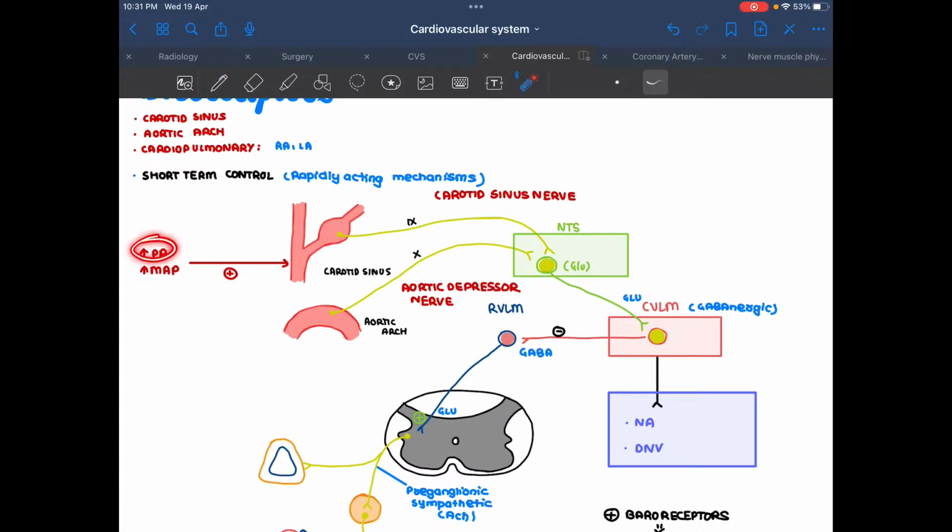So we are going to discuss the pulse pressure and your mean arterial pressure. Whenever these increase, whenever the blood pressure increases, that's going to be sensed by the carotid sinus baroreceptor and aortic arch baroreceptors. The carotid sinus baroreceptor is supplied by your ninth nerve, known as the carotid sinus nerve. It's a branch. And the aortic arch one is supplied by the aortic depressor nerve, a branch of the vagus nerve.